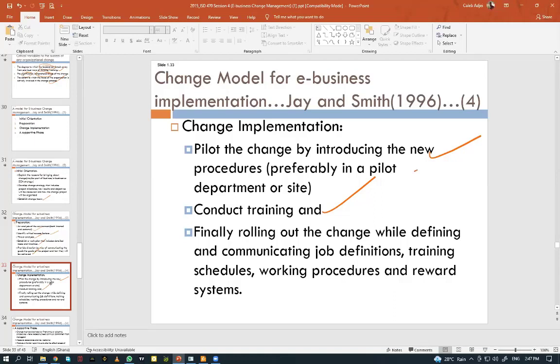So after we have introduced the new system, people's roles must be defined: what their job definitions are, and the training schedules, how long we need to keep going for training for extra knowledge in the system, maybe every 6 months, every 2 weeks, every 1 month. So working procedure and reward system. Those who effectively use the system and are able to use it to discharge their duties must be rewarded, so that it will encourage other people to also learn how to use the system.